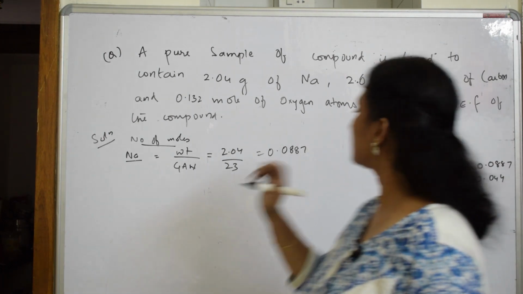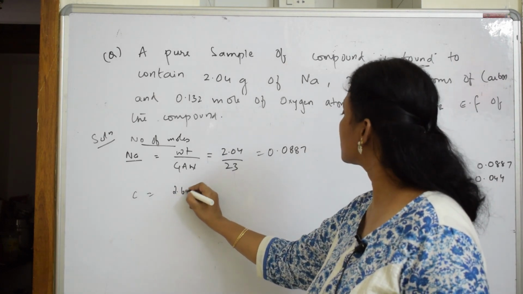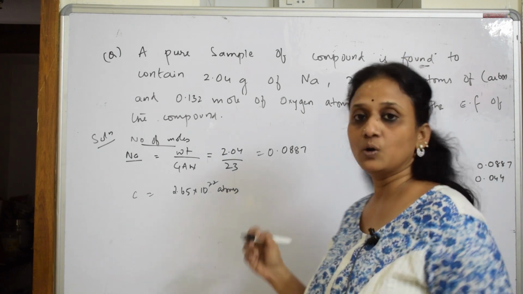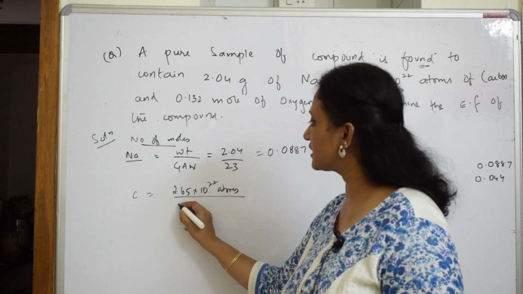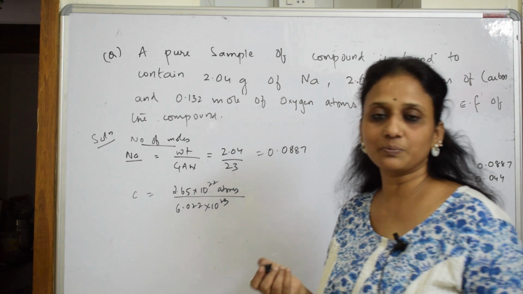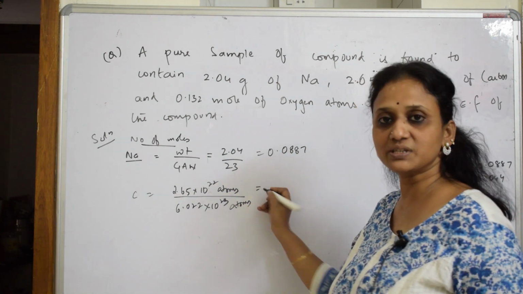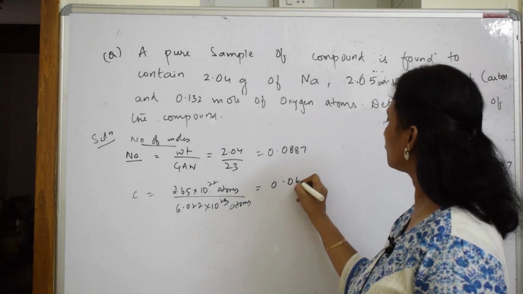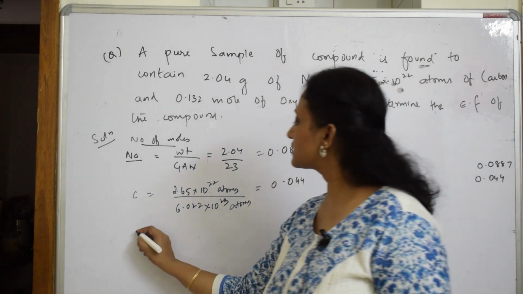Next comes carbon. What is given? They've given us 2.65 into 10 raised to 22 atoms. But we very well know 1 gram atom of carbon contains 6.022 into 10 raised to 23 atoms or particles, isn't it? So here atoms are given, this is also atoms. Both should be similar. When I cancel this, I get an answer of 0.044. This is for carbon.